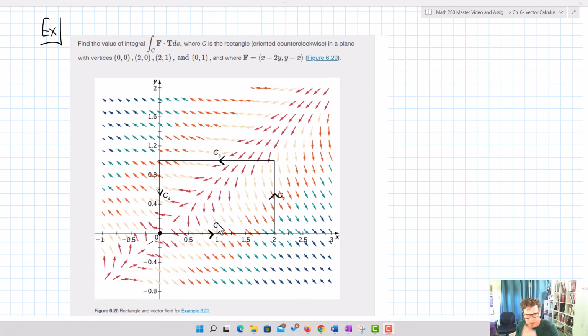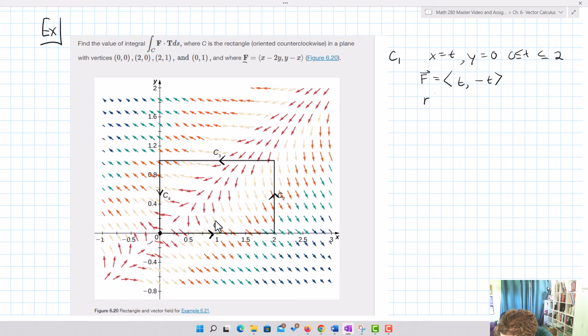So what I want to do first is parameterize each one of my curves. I'm going to start out with C1. C1 is going to have t greater than or equal to 0, less than or equal to 2. Basically, y is constant, so y equals 0, and we'll let x equal t. There's its parameterization. And let's figure out what F is. F is just going to equal (t, negative t).